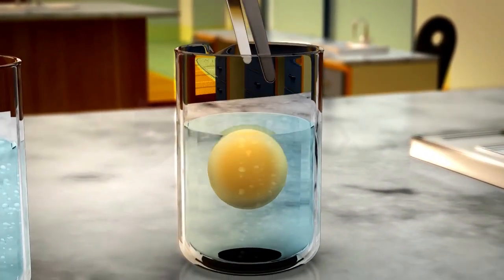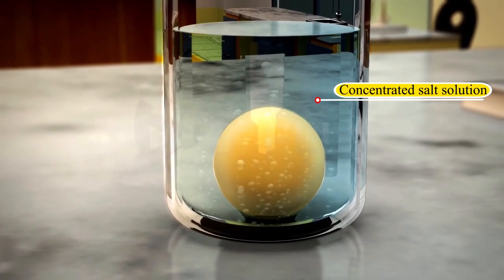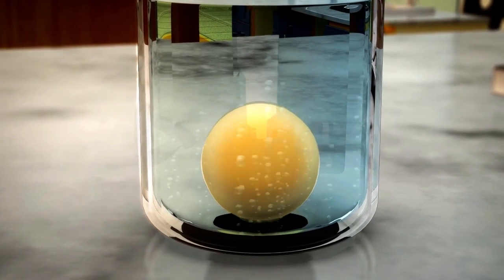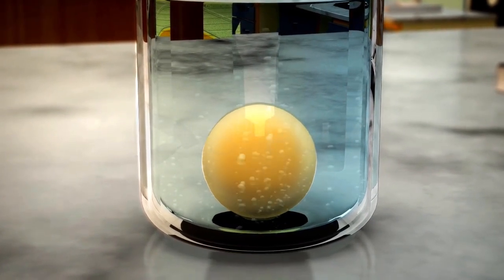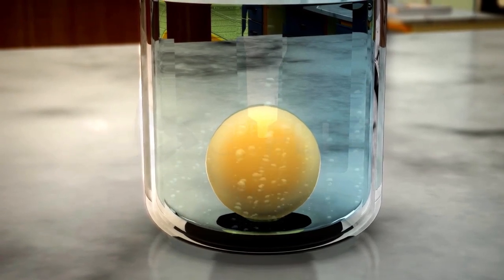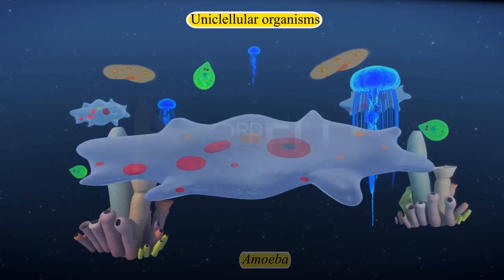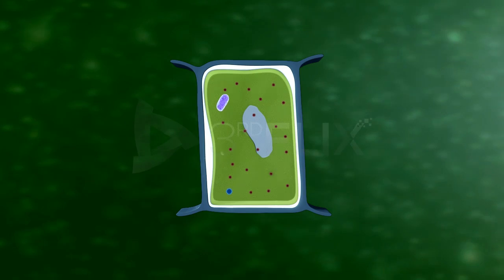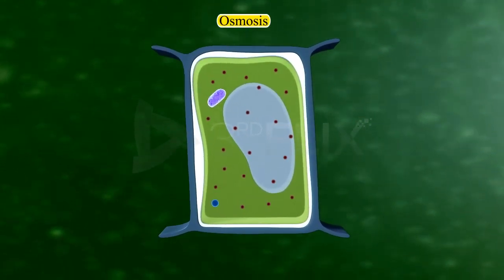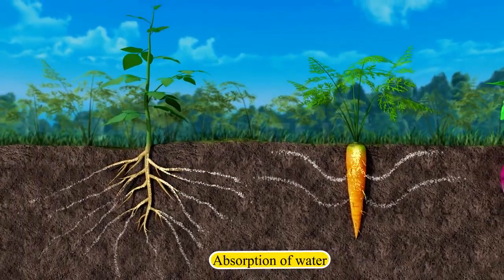Place a similar de-shelled egg in a concentrated salt solution and observe for 5 minutes. The egg shrinks. Water passes out of the egg into the salt solution because the salt solution is more concentrated. Unicellular freshwater organisms such as amoeba and paramecium and most plant cells tend to gain water through osmosis. Absorption of water by plant roots is also an example of osmosis.